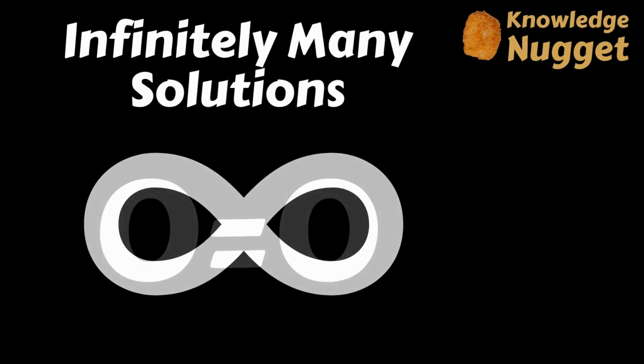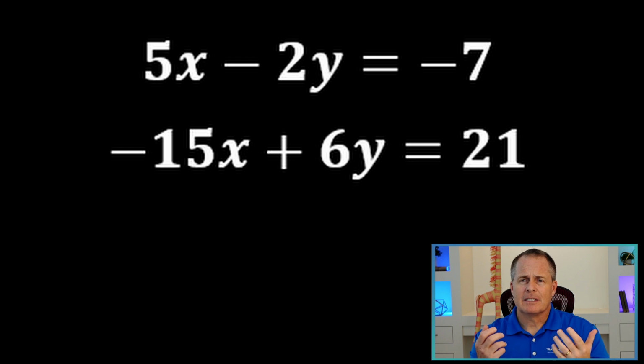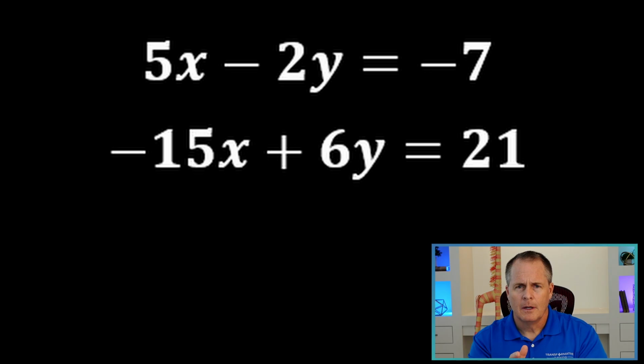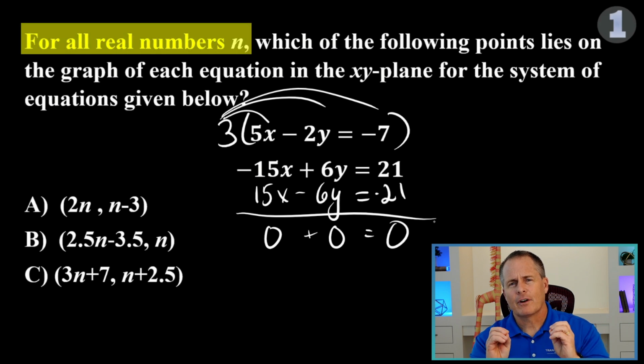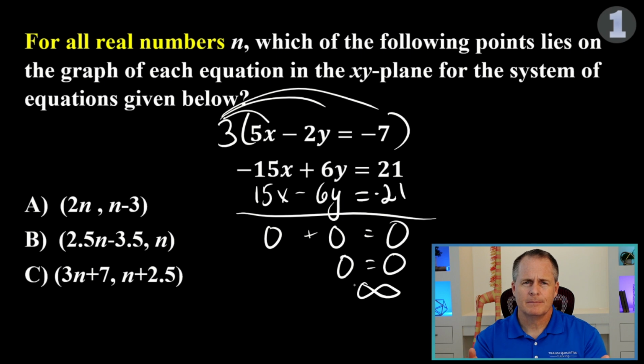Whenever you get an equation that ends up with 0 equals 0, there's actually infinitely many solutions, which tells you the two equations are just copies of each other in disguise. Look back at the very first few words of the problem. What does for all real numbers mean? That sounds like maybe the problem has an infinite number of solutions.